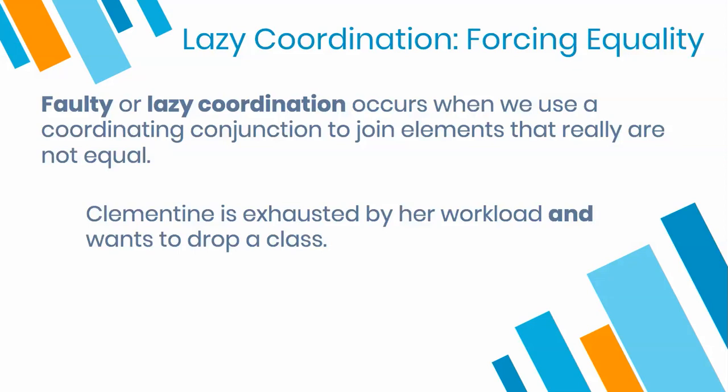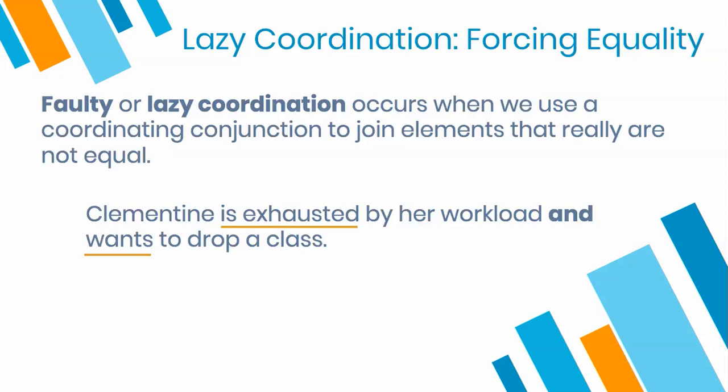Clementine is exhausted by her workload and wants to drop class. When we hear that, probably we don't notice anything wrong with the sentence, and many people would not identify any grammatical errors. However, it is lazy coordination. It's not linking elements in the best possible way. And we can notice this if we try to put it in parallel structure. So the first thing we should notice is that the and is, what is it linking? It's linking or joining is exhausted with wants. Two verbs, okay, fine. But we shouldn't stop there.